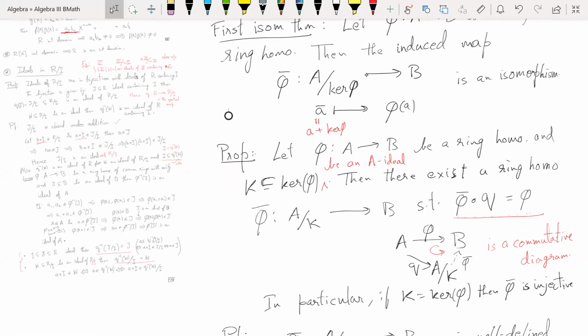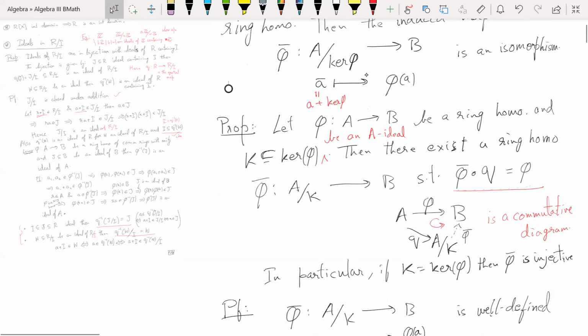In particular, if K equals kernel phi, then phi bar is injective. This is the second part of this proposition. Here we are taking K to be some subset of kernel phi which is an ideal of A. Of course K can be equal to kernel phi because that itself is an ideal. Then you can also say that phi bar is injective. We'll see the proof of this proposition next.